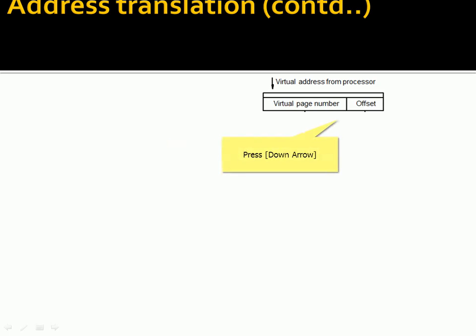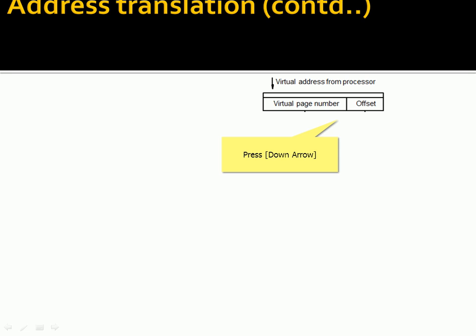So, the virtual address from the processor. As we said, it is a bundle of bits, and again that depends upon the architecture. It may be 16 bits, for example the 8086 is 16-bit. Maybe higher, like the 286 or 386, which are 32-bit. That virtual address coming from the processor will be split into two components: the higher bits are the virtual page number and the lower bits are the offset.